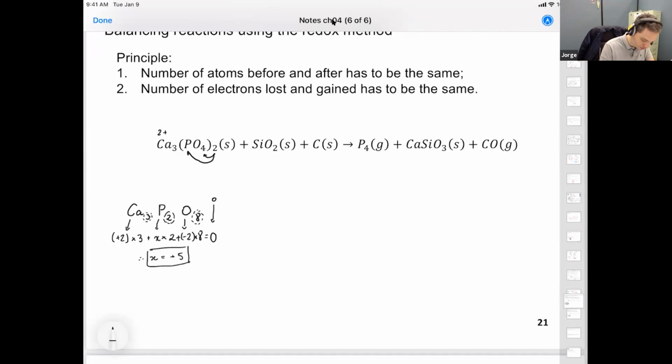Calcium, we found 2 plus. Phosphorus, we found 5 plus for each phosphorus. And oxygen, we know that is 2 minus for each oxygen.